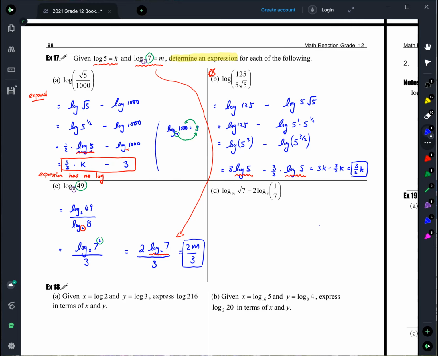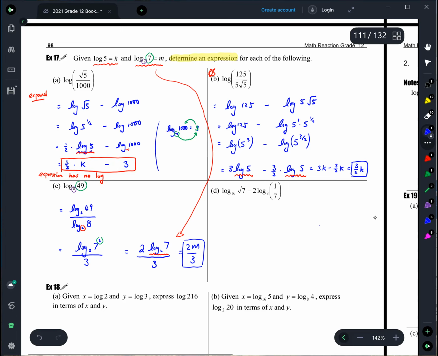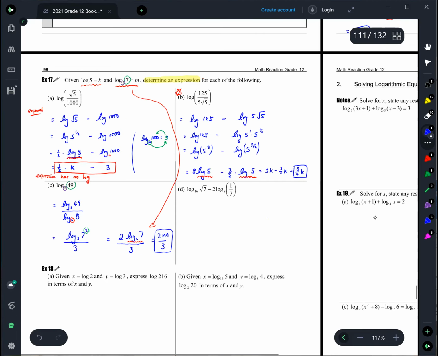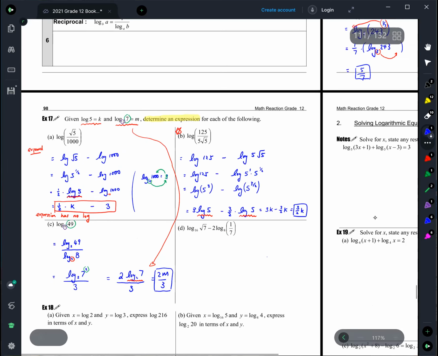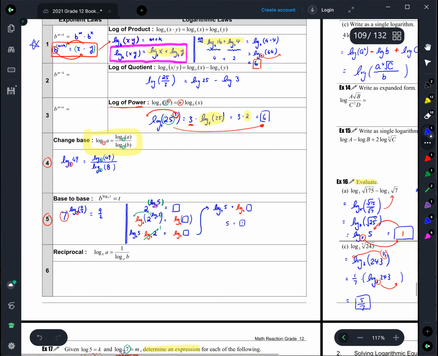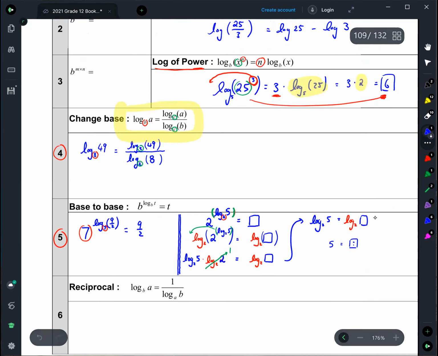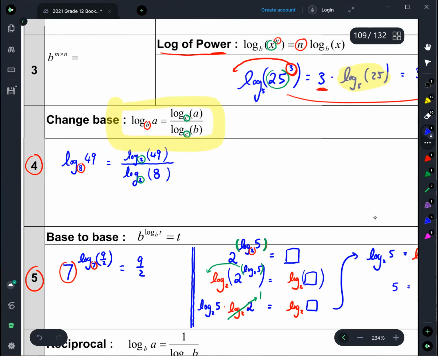So this is called the change base rule, the change base law for log. All right, let's go back and take a look at the law again. How come it works? Just like the base to base, we showed an example of how come it works. They equal each other. Same thing with this one. We want to show that the left side can equal the right side.